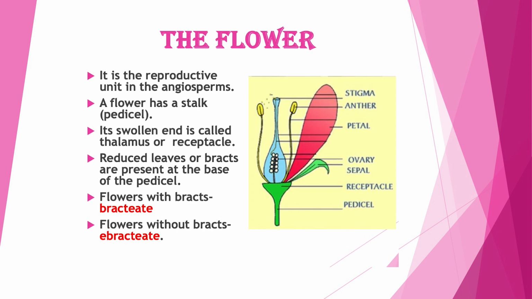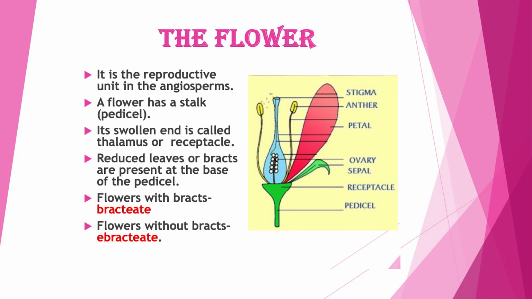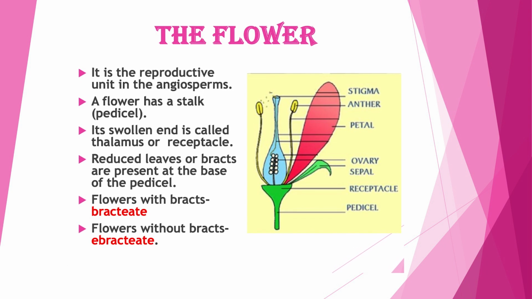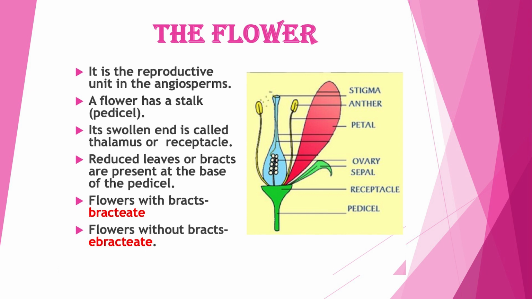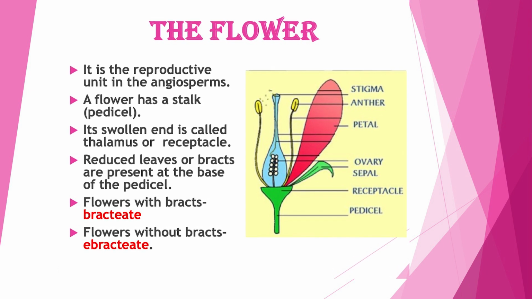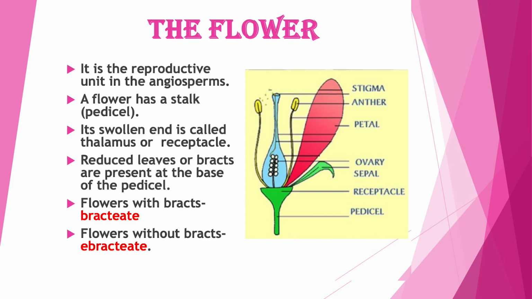Reduced leaves or bracts may be present at the base of the pedicel in some flowers. So, flowers with bracts are known as bracteate, while those which lack them are called ebracteate flowers.